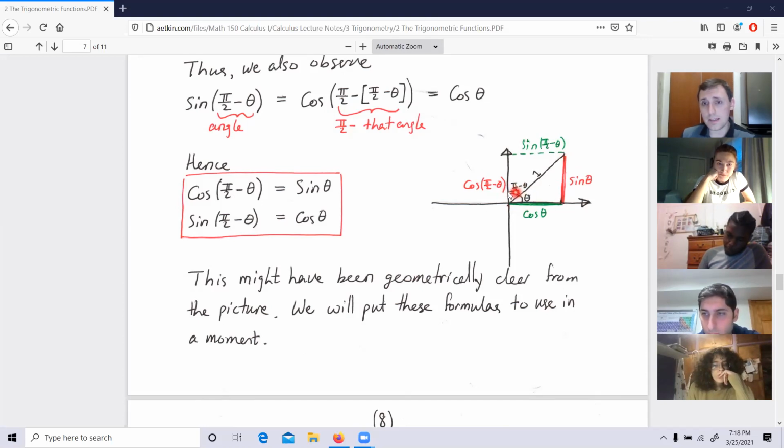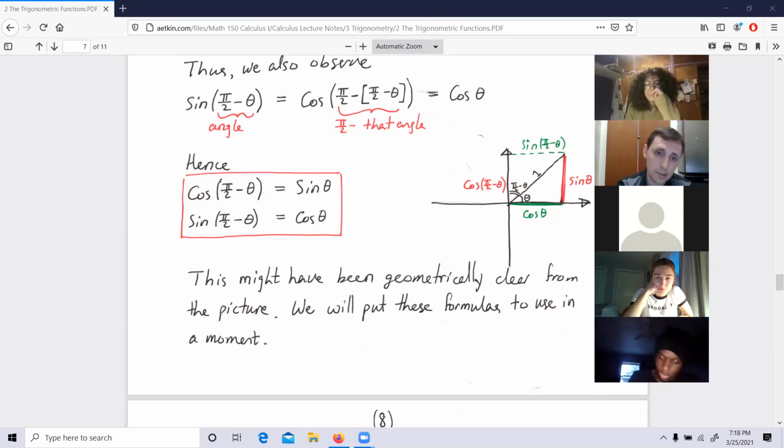Now, what is sine of pi over 2 minus theta? It's this line. Sine of pi over 2 minus theta, you can draw this thing. And it's the same as cosine. And what is cosine of this angle? It's the same as sine. This picture explains it, yes?